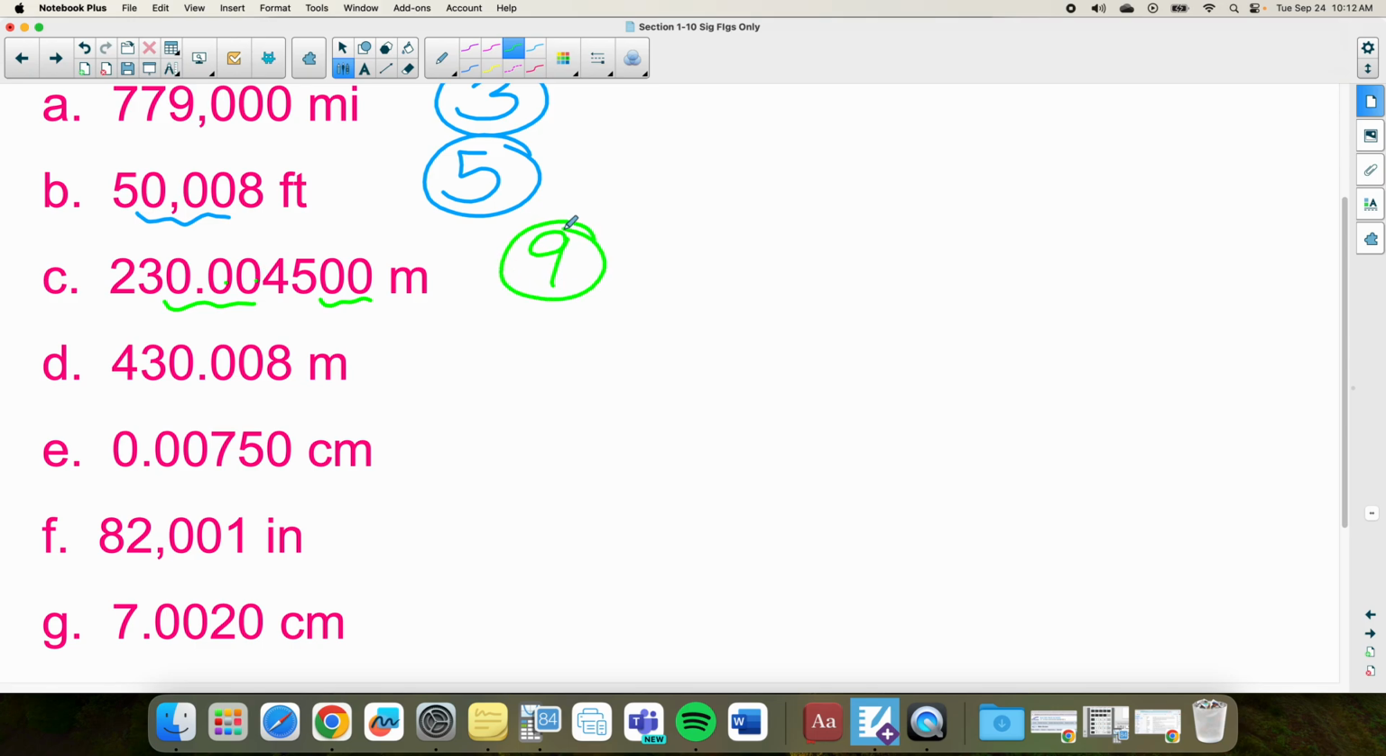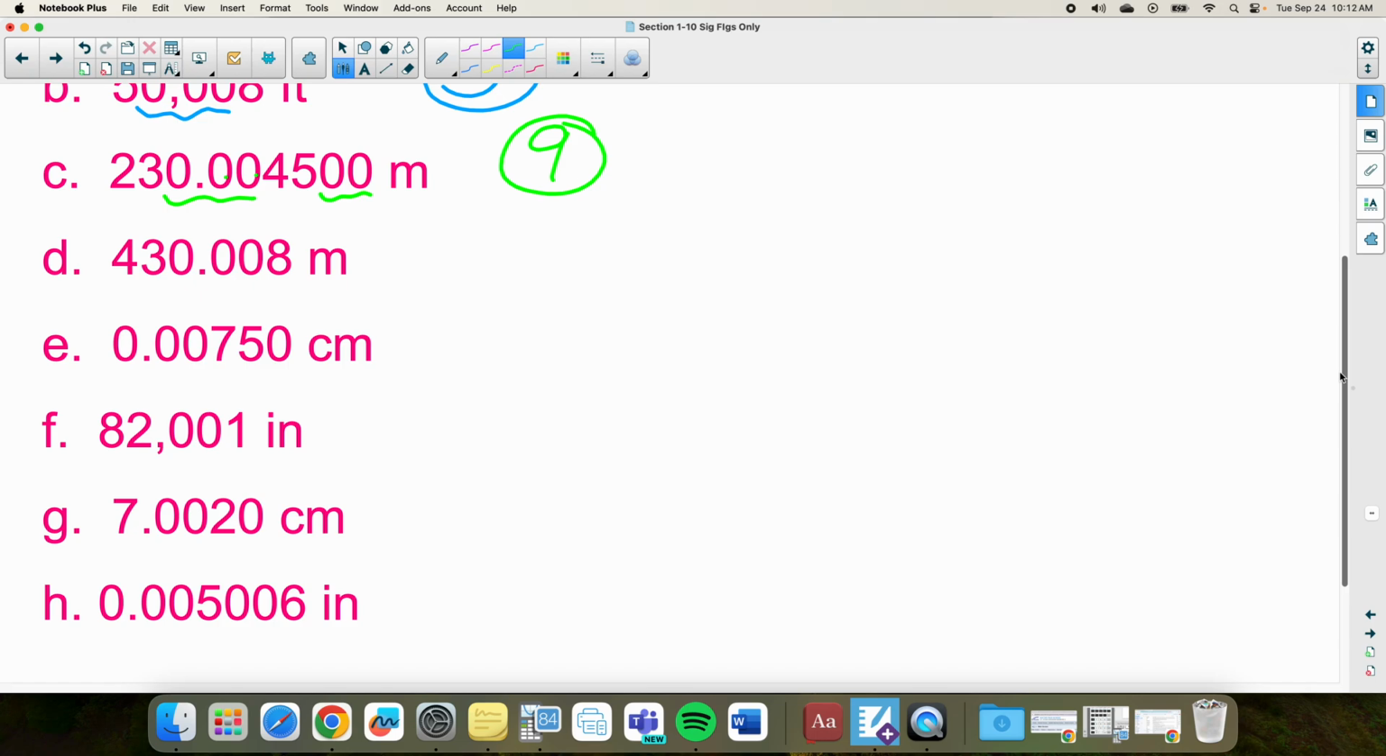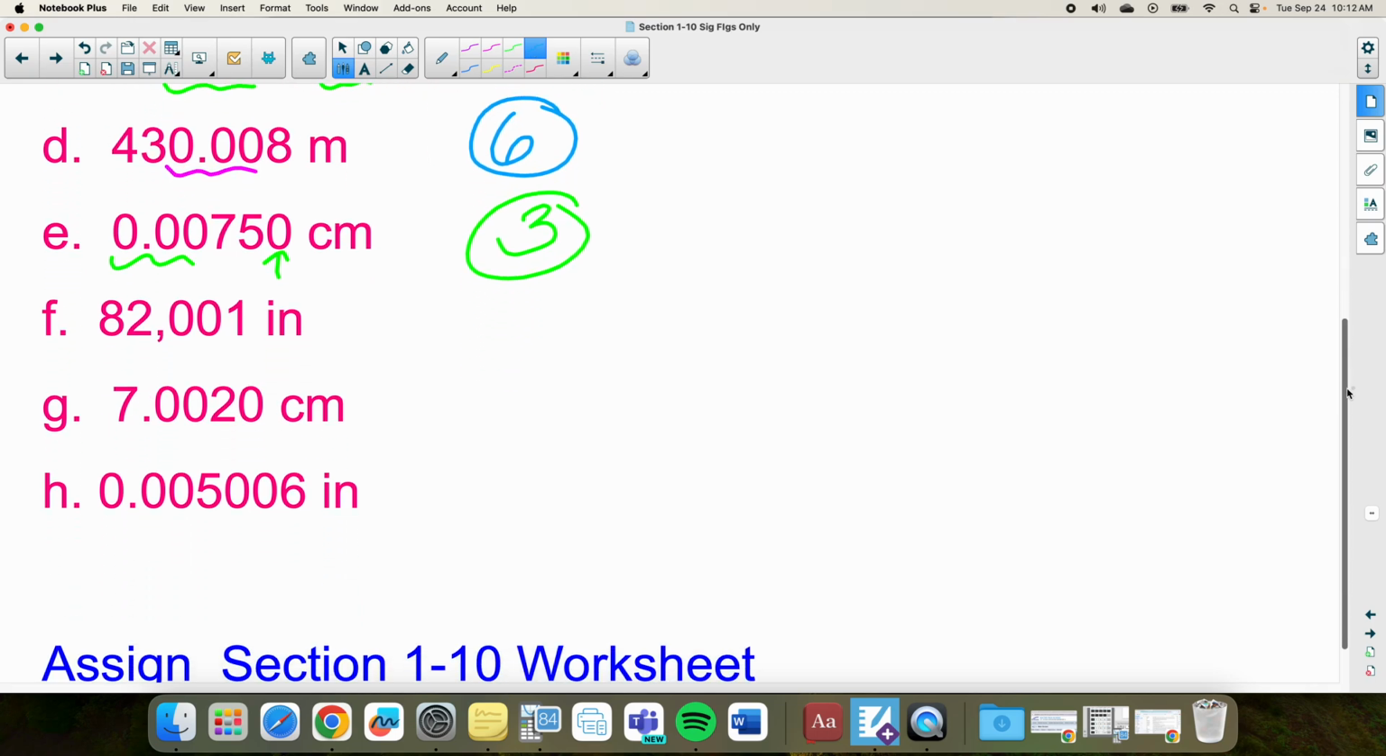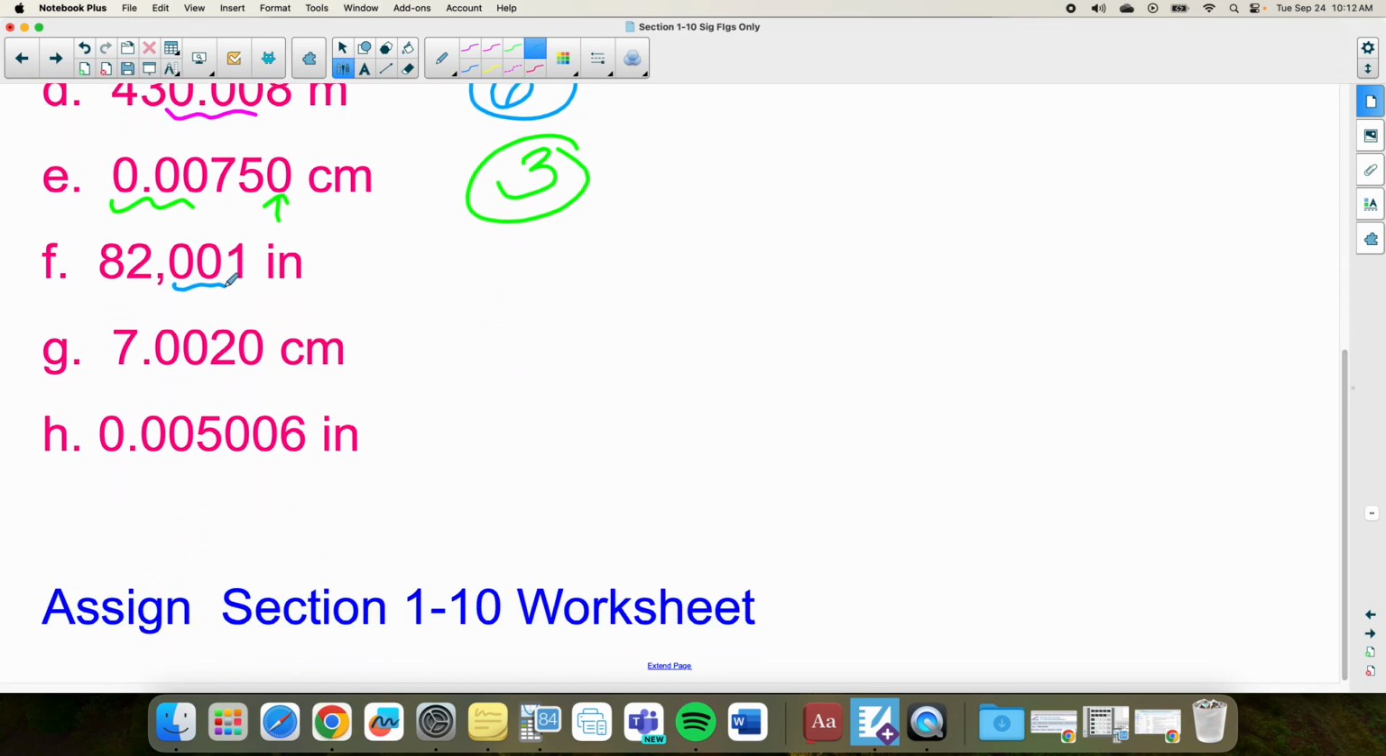Okay. What do we think about D? Do we count these 3? Yes. So we would have how many? 6, right? We would count all of them. Now if I look at E, do I count those 3? No. Do I count this one? Yes, so it's 3, correct? All right, how about F? Do I count these 2? Okay, and that would be 5. So we count all of them.